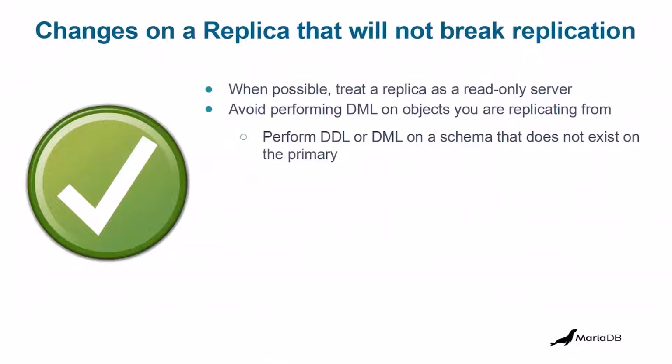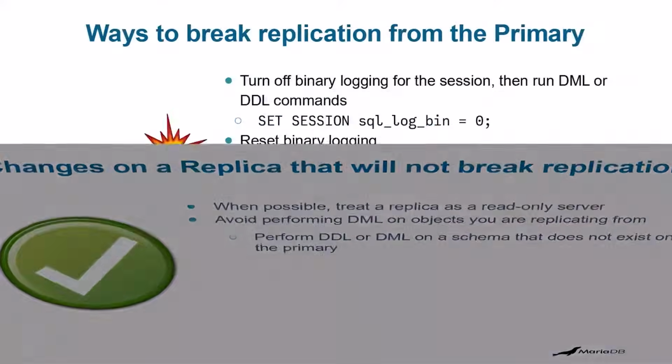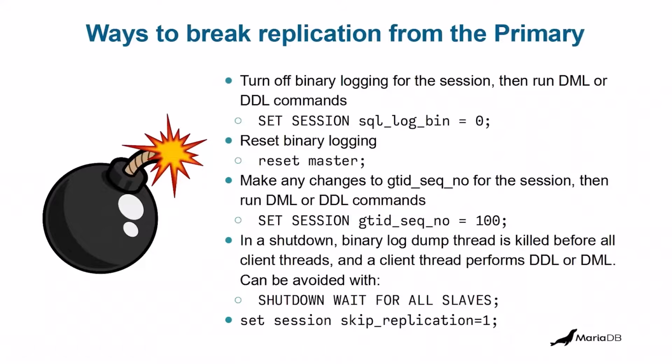Changes on a replica that will not break replication. When possible, treat a replica server as a read-only server. Avoid performing DML on objects you are replicating from. Perform DDL or DML on a schema that does not exist on the primary. All of the ways for breaking replication from the primary involve turning off binary logging so that changes do not get saved and the replica never completes the same steps.